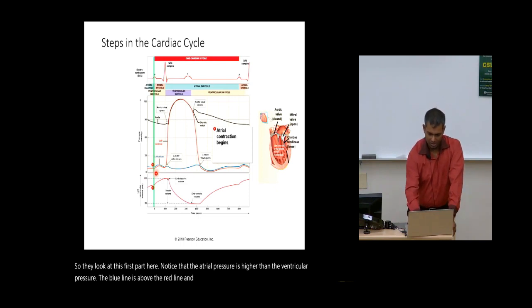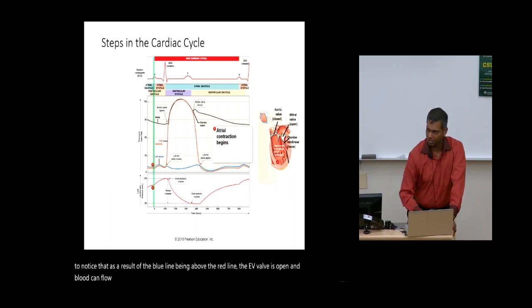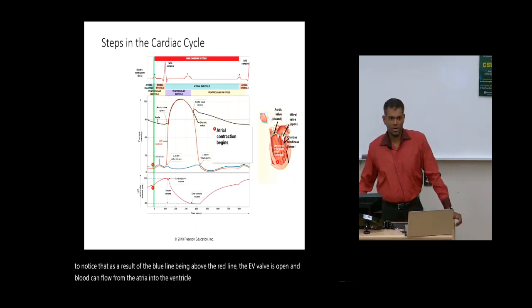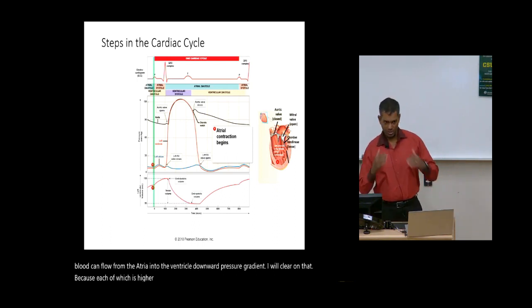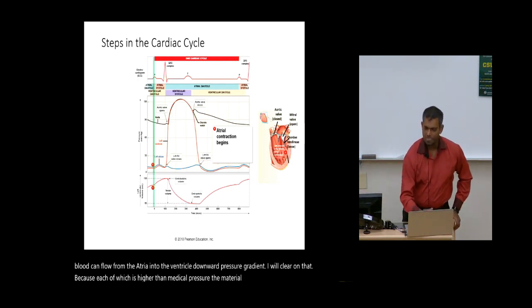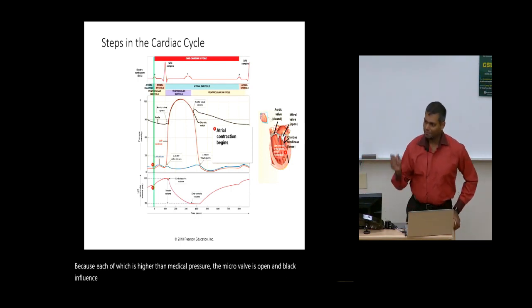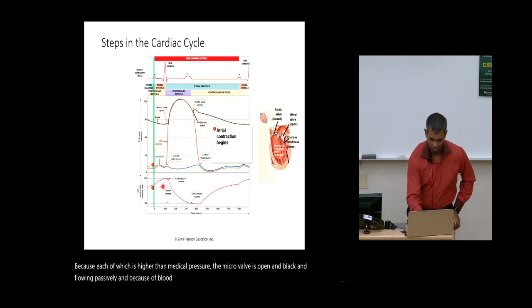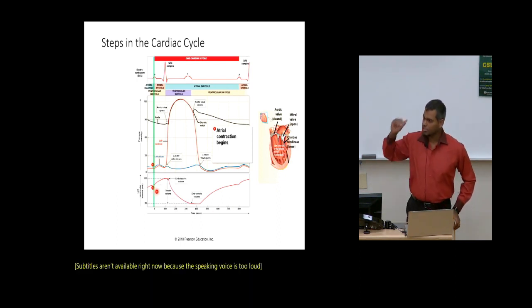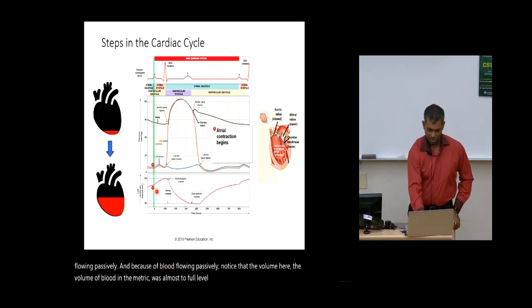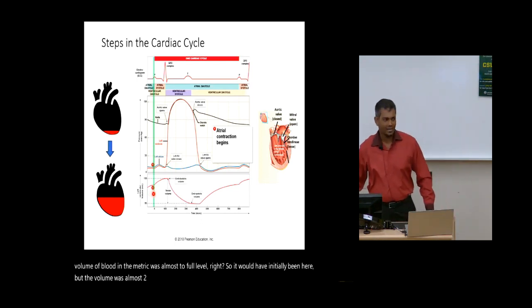And there's something really interesting. I want you to notice that as a result of the blue line being above the red line, the AV valve is open and blood can flow from the atria into the ventricle down the pressure gradient. Are we clear on that? Because the atrial pressure is higher than ventricular pressure, the mitral valve is open and blood can flow in passively. And because of blood flowing in passively, notice that the volume of blood in the ventricle is almost to full level, right? So it would have initially been here, but the volume is almost to full level at step 1.